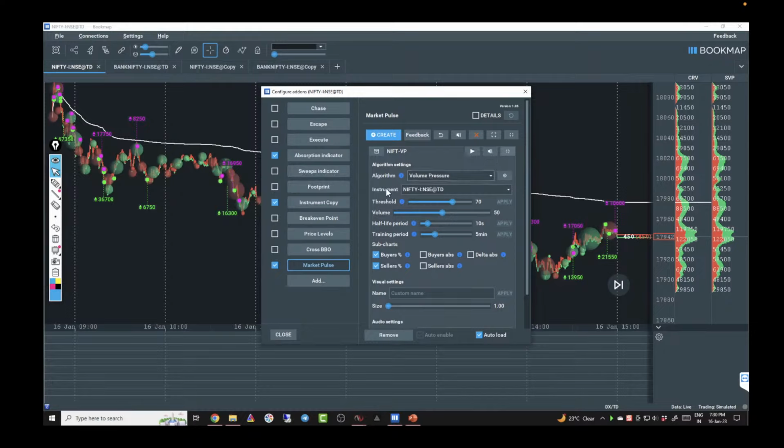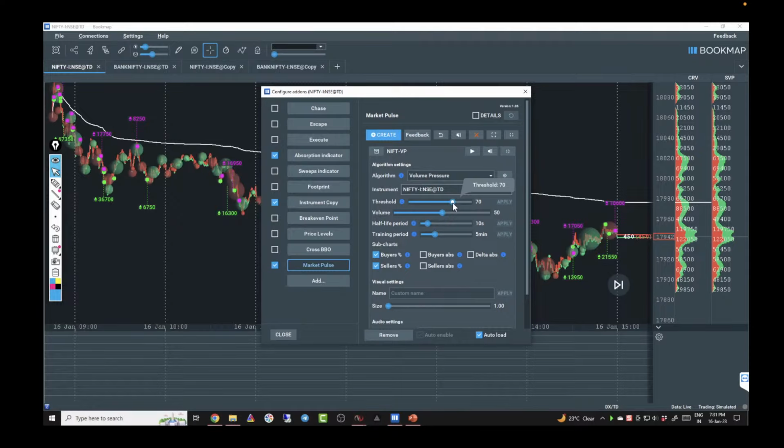For example, the instrument that I have selected is Nifty. Presently only this particular instrument is selected here. There is an option called threshold. This is a percentage value. Right now it is set to 70. The higher the threshold that you set, the fewer signals that you get.